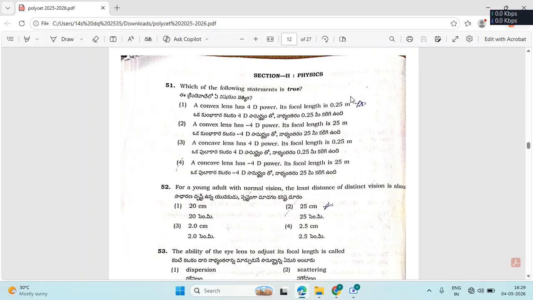Which of the following statements is true? A convex lens has 4D power. Its focal length is 0.25 meters. A convex lens has minus 4D power. Its focal length is 25 meters. A concave lens has 4D power. Its focal length is 0.25 meters. A concave lens has minus 4D power. Its focal length is 25 meters. The correct option is 1 and the answer is a convex lens has 4D power. Its focal length is 0.25 meters.